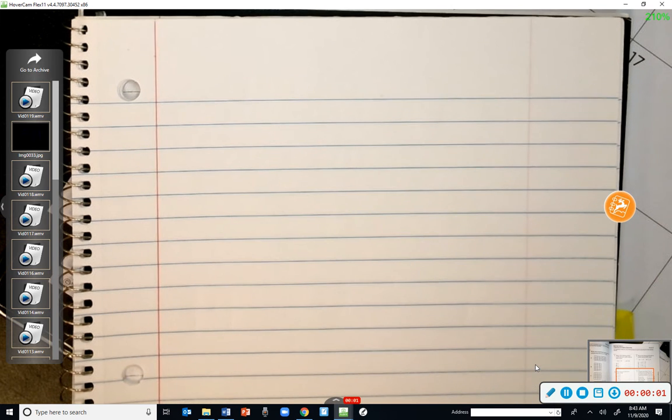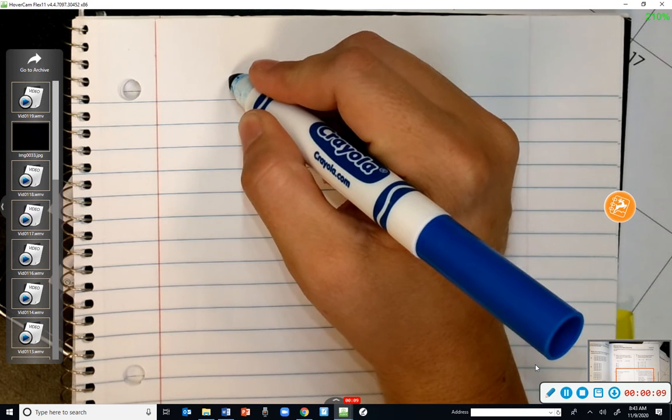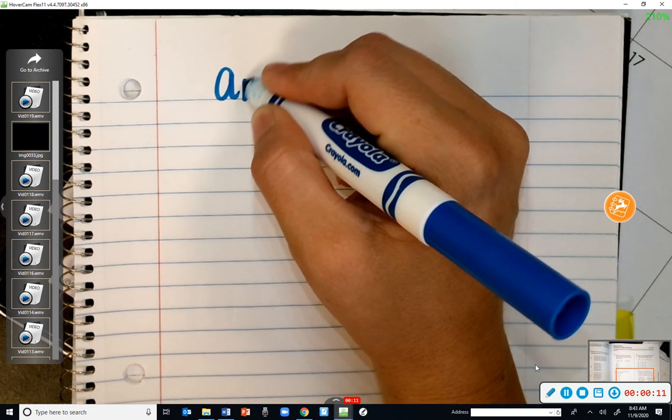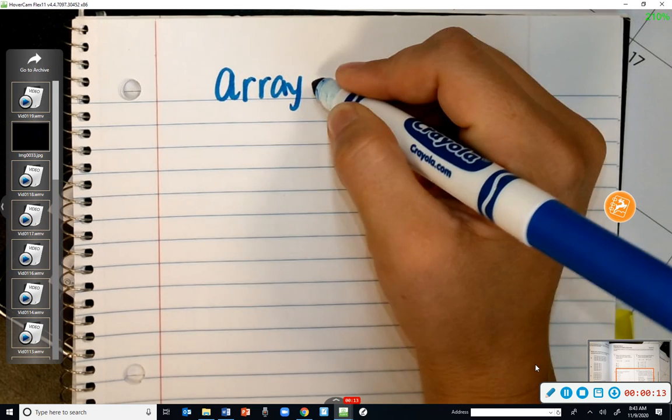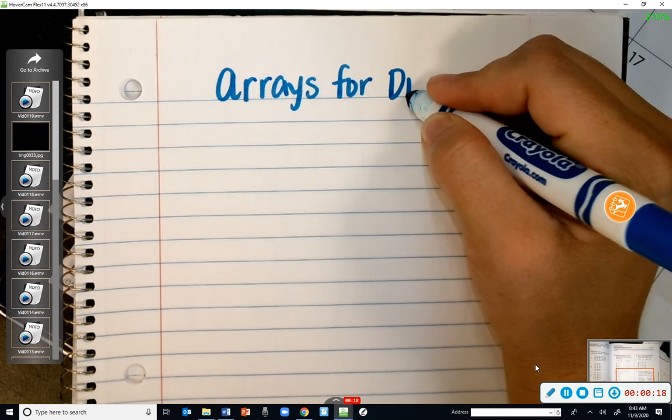Okay, those of you at home, we are in our math spirals, getting ready to work on arrays for division. So let's go ahead and start doing our title, which is arrays for division.